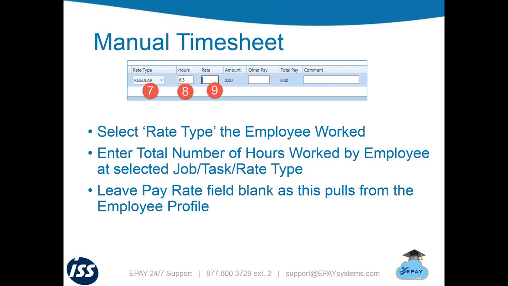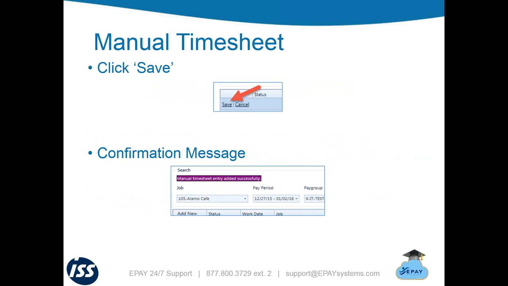But those are the 9 fields that are required as part of the manual timesheet process of an entry. Now, furthermore, like I mentioned, on the far left-hand side where we began the entire process, there's actually a save link that you'll click on when you're completely done with your line. Once you're done with that line for the manual timesheet, hit save. You'll get a confirmation message at the top of the screen that will say manual timesheet was added successfully.